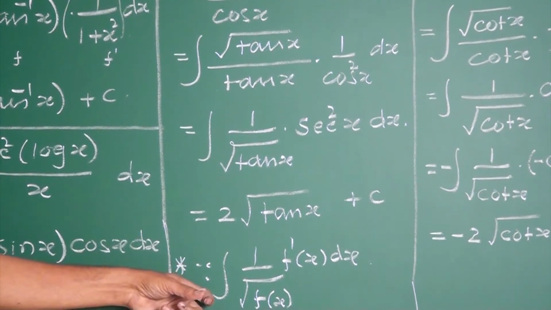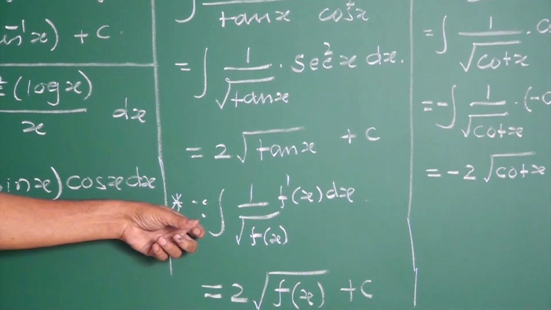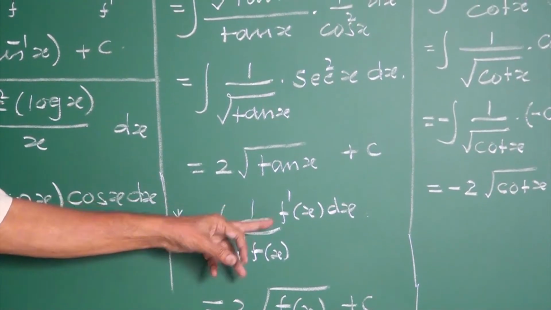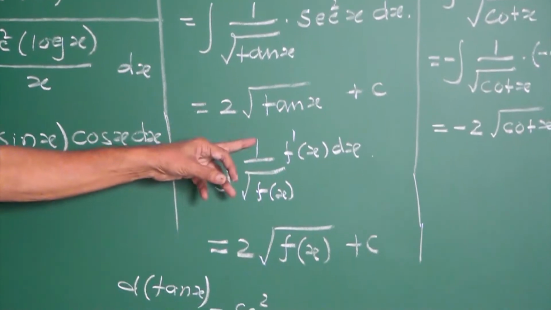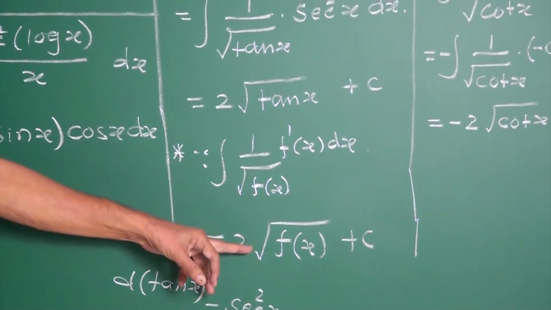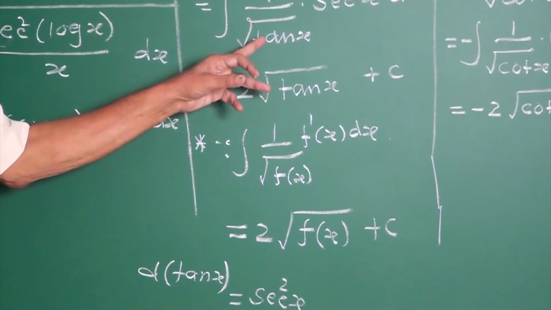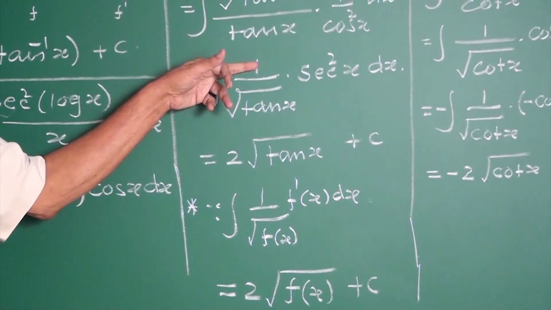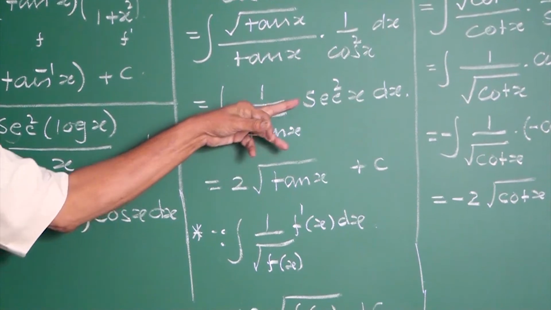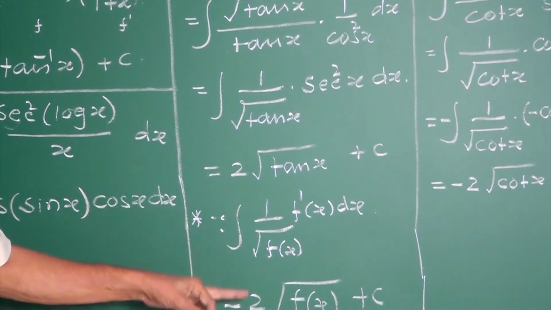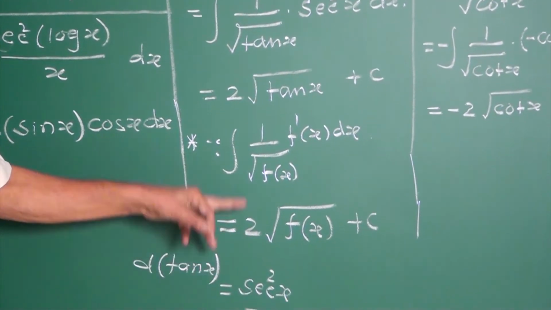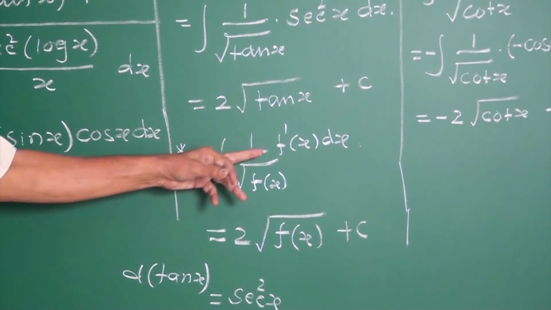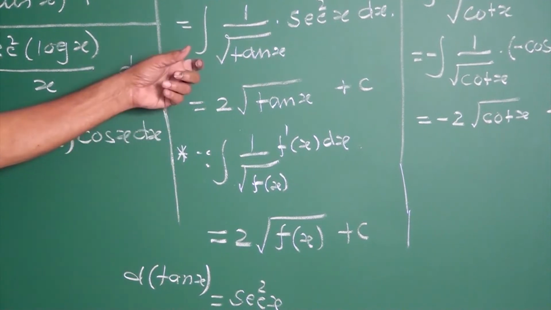Yes, my friend. 1 by root of this: the general formula I have reminded you of. The integral of 1 by root f x into f dash x is 2 root f x. What is your f? Tan x. What is f dash? Sec square x dx. So it is the form 1 by root f into f dash. So what is the integral? 2 root tan x plus c. Because of this formula, 1 by root f into f dash is used here.